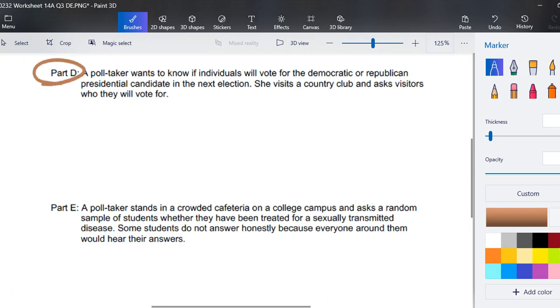Part D, a poll taker wants to know if individuals will vote for the Democratic or the Republican presidential candidate in the next election. She visits a country club and asks visitors who they will vote for. So thinking about Part D, this is sampling error. The student did not choose a sample that would accurately represent voters. Country club members may be wealthier than most voters, which would affect their decision-making about voting. Remember, we're trying to get a representative sample of all.